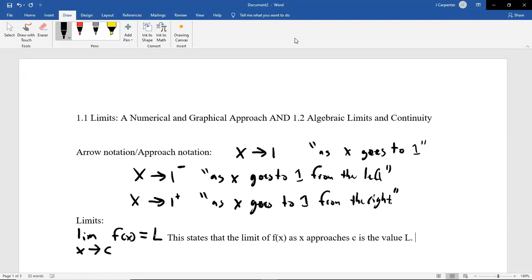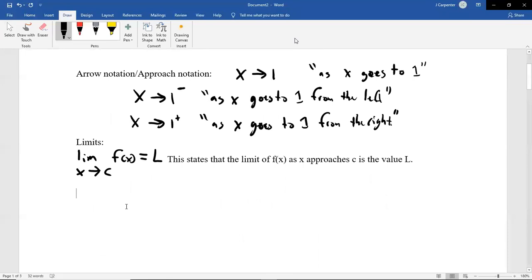Now, this is the total limit. This is considering approaching from the left side and the right side, but we don't necessarily have to approach from both sides. We can approach from just the left or just the right. Let me go ahead and get some space just in case. I don't trust this too much. Okay. So the limit, as x approaches c with a little minus sign that looks like an exponent of f of x, is equal to L. This is the limit as we approach from the left.